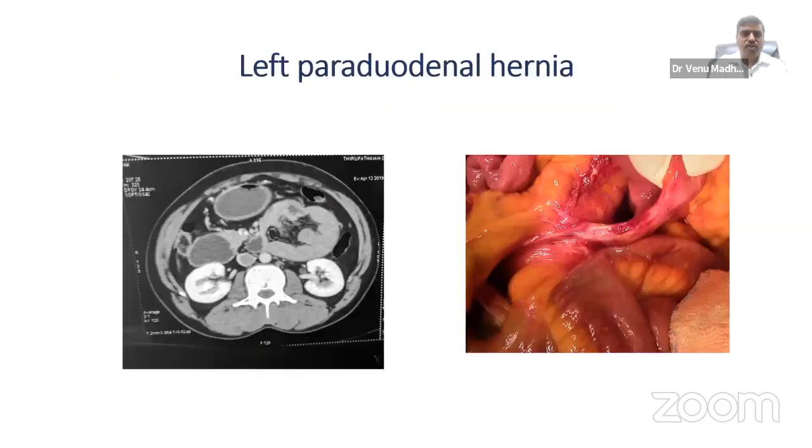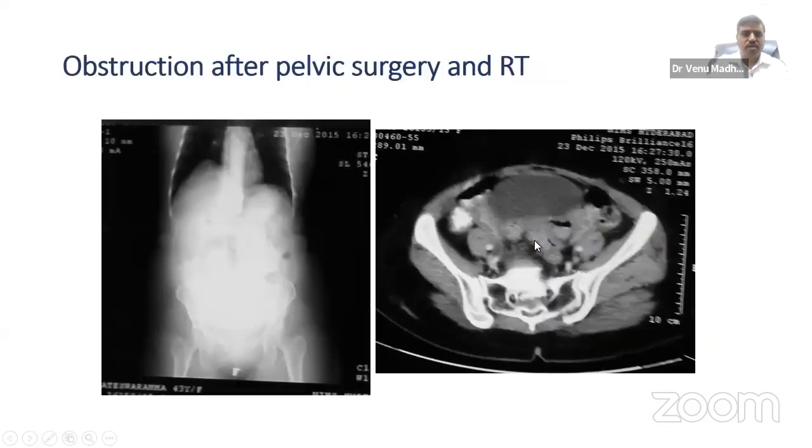This is an interesting case of left paraduodenal hernia where the bowel has herniated into the left pararenal space, and this is due to non-attachment of the descending mesocolon. Anteriorly, the inferior mesenteric vein and left colic vessels will be there. So this is a case of left paraduodenal hernia.